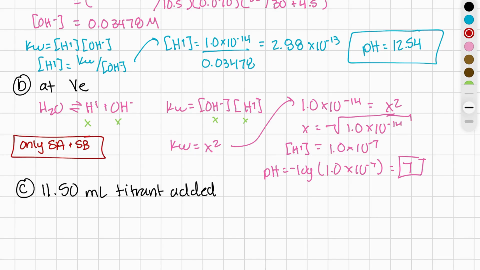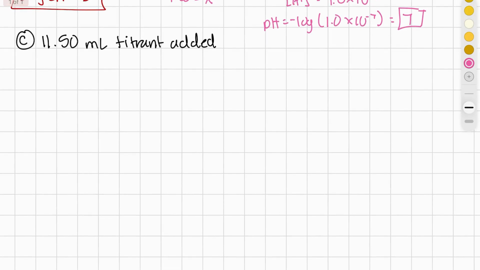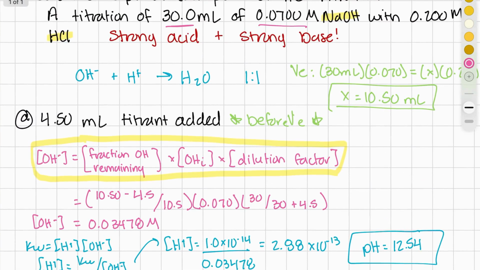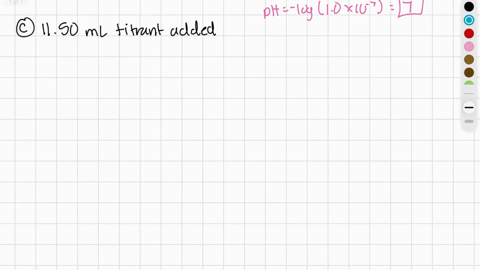Okay. And lastly, for this one, we want to find the pH after 11.5 milliliters of our titrant have been added. So at this point, we are past VE. I already forgot what VE was, 10.5. So we are after VE, which means that we have a diluted HCl solution we're working with. So there's excess H plus, and in this case there's 1 milliliter excess of H plus.